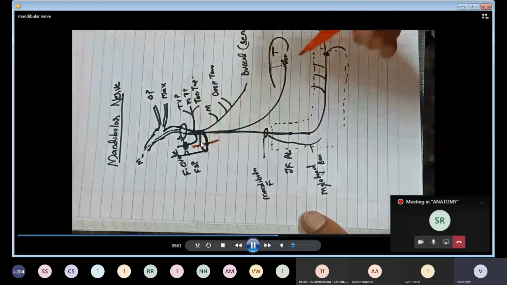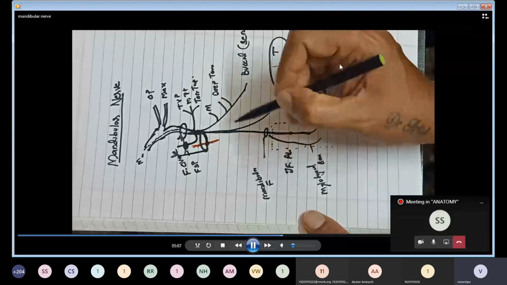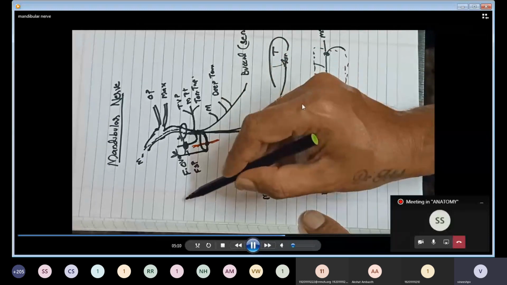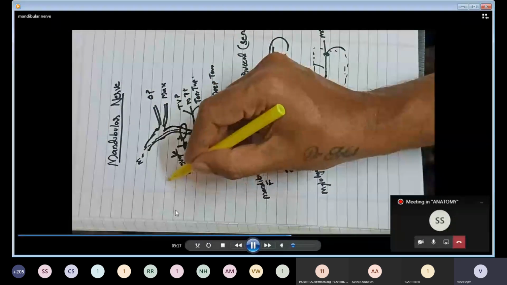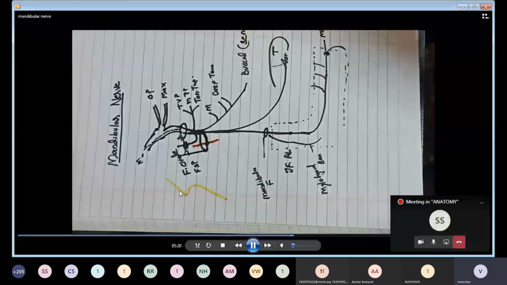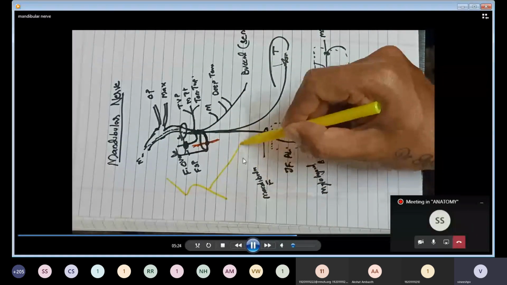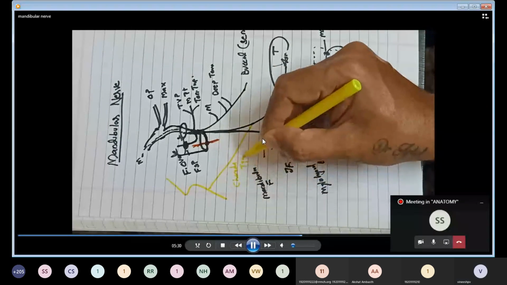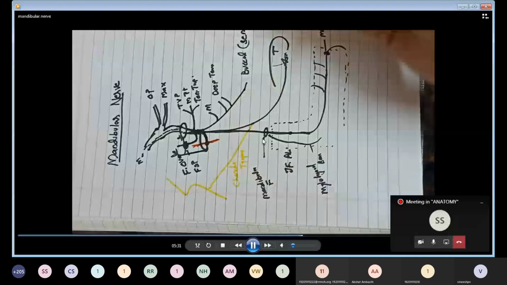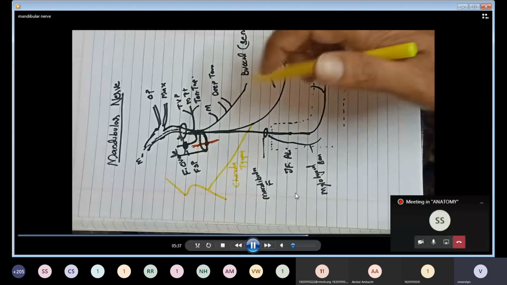So if they ask a 10 mark question, first you should draw this diagram. Then it will be very easy for you to explain each part. One more, I told there is a communicating branch, right? The lingual nerve communicates with the facial nerve through a branch known as the chorda tympani. So this is the facial nerve, and the communicating branch is nothing but the chorda tympani, which communicates with the lingual nerve. So this is about the mandibular nerve. Clear?